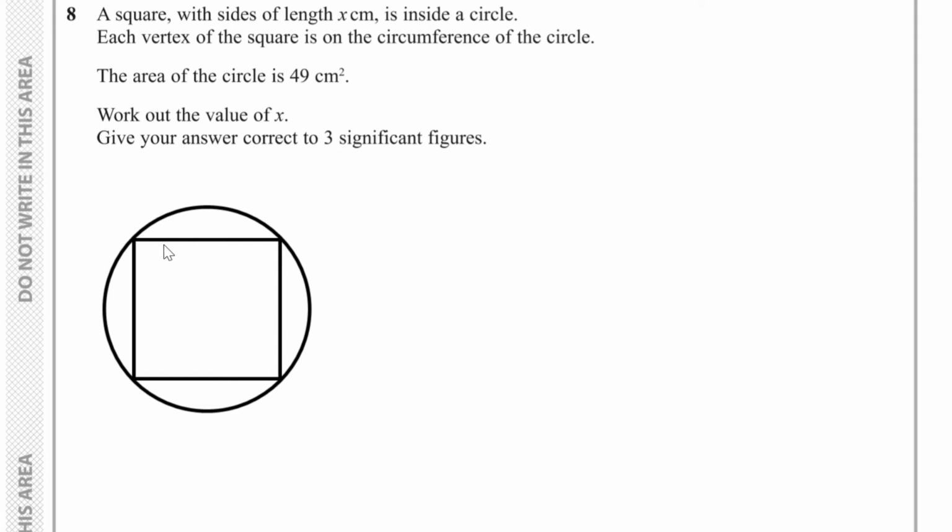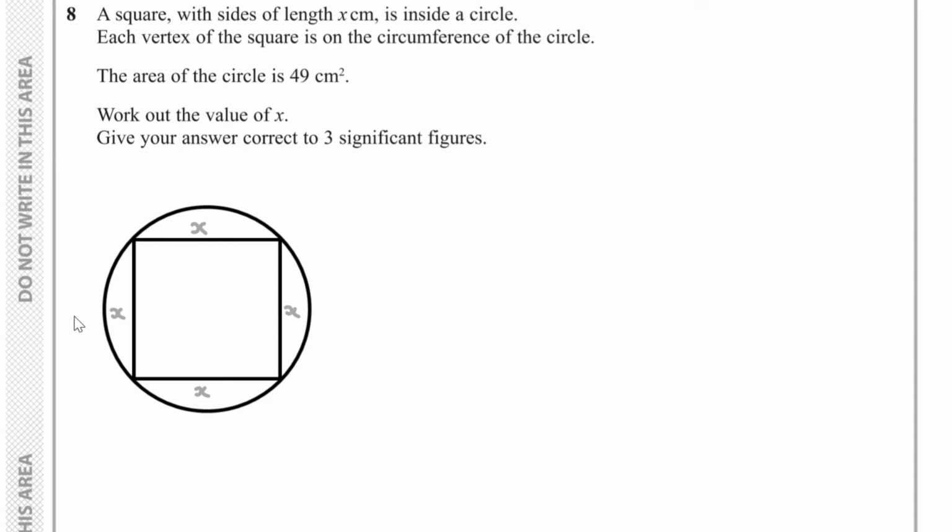So here we have a square and a circle, and each vertex on the square touches the circumference of the circle. And we know that the square has length x centimeters, so we have x over here, here, here, and also here. Now, we need to find out the value of x, and we've been given the area. The area is 49 centimeters squared.